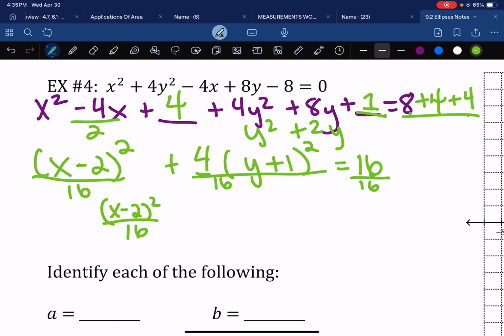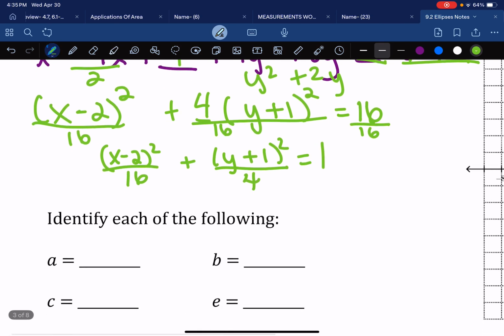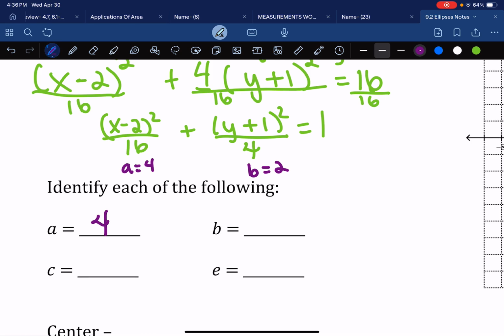And then I've got, this simplifies to, that's why we want to take it out in the beginning. This simplifies to 1/4. So y, oops, sorry. (y plus 1) squared over 4 equals 1. Okay, so we get that A is 4 and B is 2. So 4 and 2. So that means that this is horizontal.